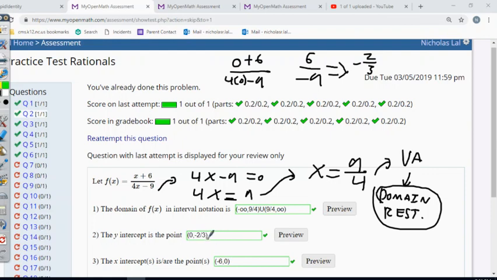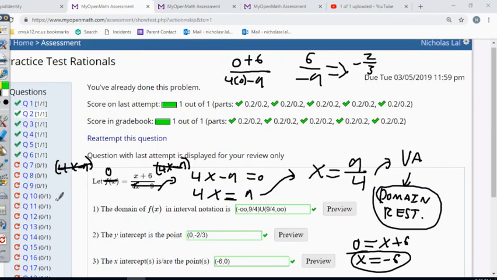The x-intercept is the value when y is equal to 0. So if y is equal to 0, you have 0 is equal to x plus 6 over 4x minus 9. You multiply each side by 4x minus 9. On the right side, the numerator and denominator cancel out. Anything times 0 is 0, so on the left side you're left with 0. So you have 0 equals x plus 6. Subtract 6 from each side. x is equal to negative 6.